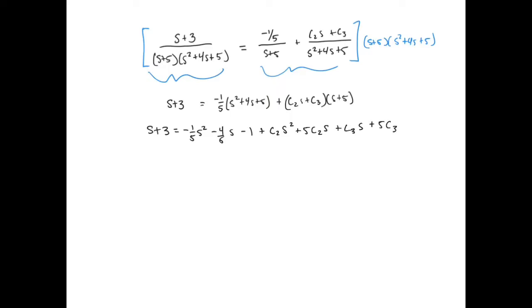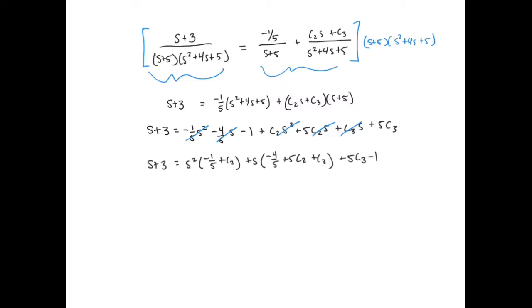Now I'm going to simplify this a little bit. So we have s + 3 is equal to, and here I have two terms with s², so s² times (negative 1 over 5 plus c2). Then I have plus s times (negative 4 over 5 plus 5c2 plus c3). So now I've gotten rid of all these terms, and what I'm left with is plus 5c3 minus 1.